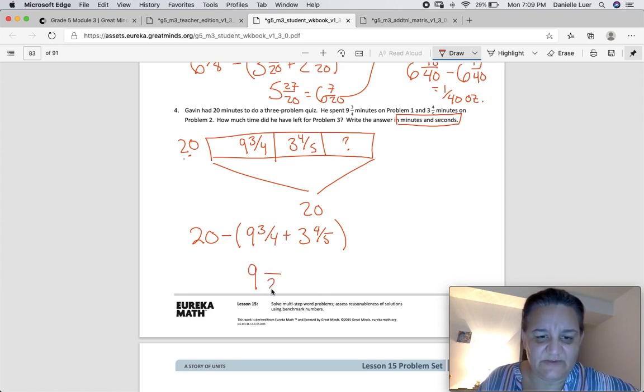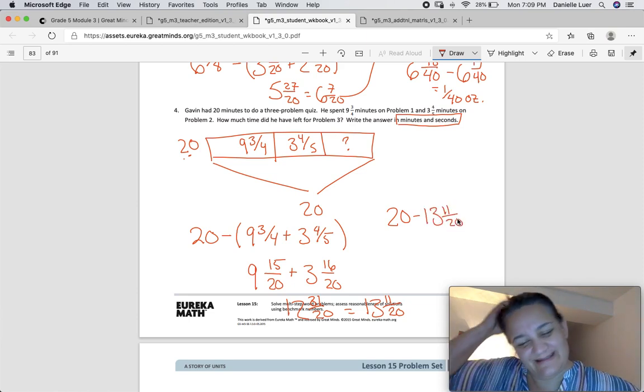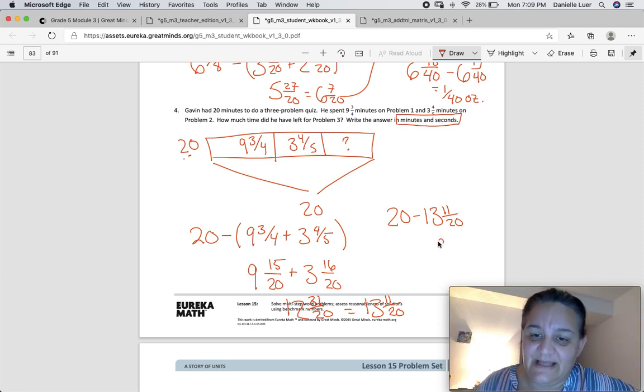4s and 5s make 20, so that's 15, and 3, 20, 16, which equals 9, 10, 11, 12, and 31/20, which actually equals 13 and 11/20. So now 20 minus 13 and 11/20. Okay, well, to get to 14, we would need 9/20. And then 20 minus 14 would be 6.